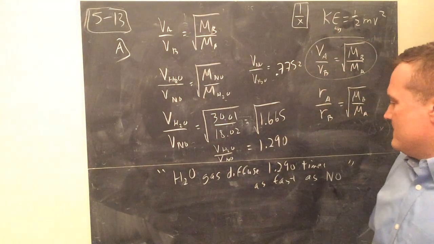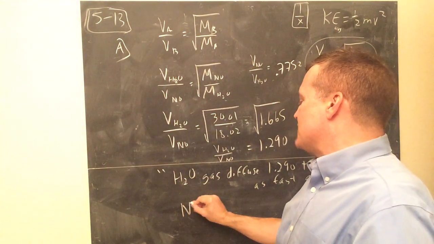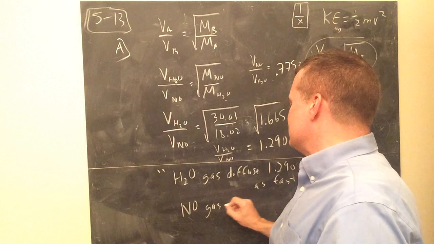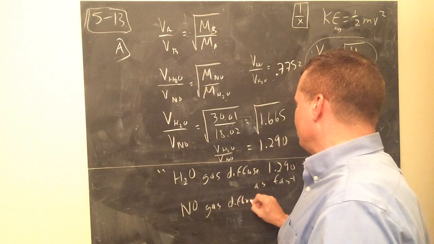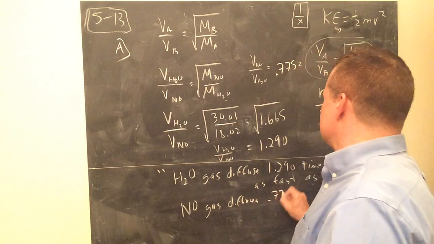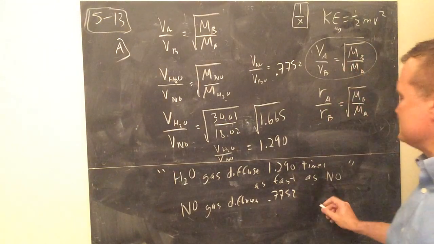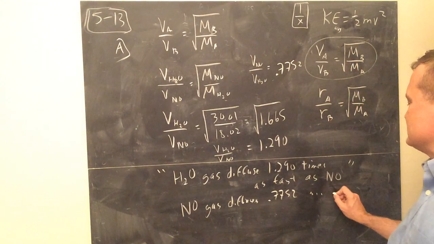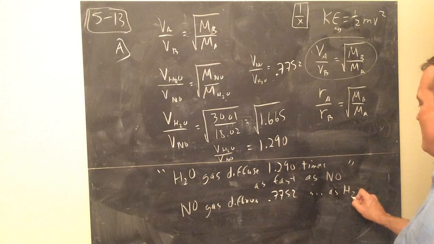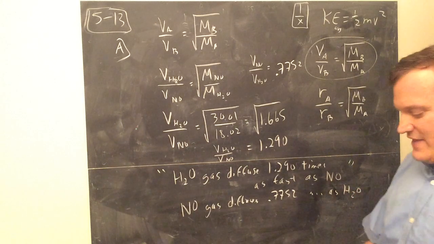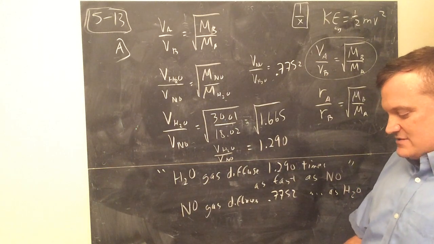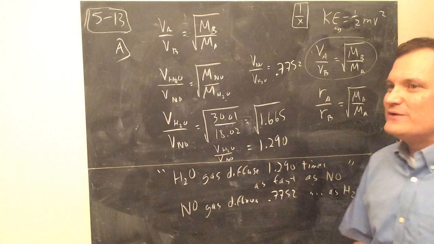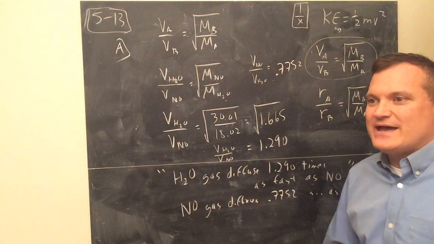So, you can also say that nitrogen monoxide gas diffuses 0.7752 times as fast as H2O. Okay, you can also do it that way. So which way is right? Well, if I don't specify it, either one is okay.